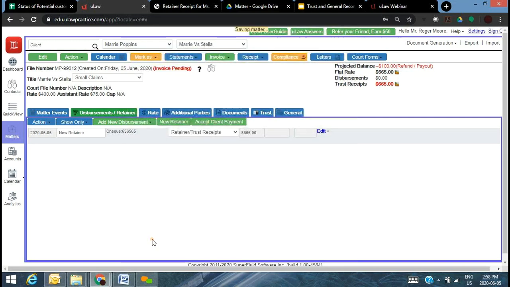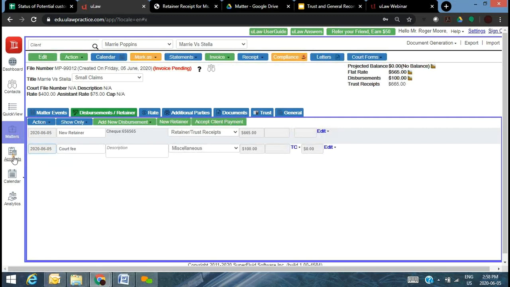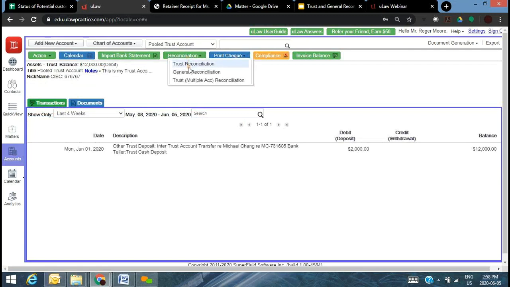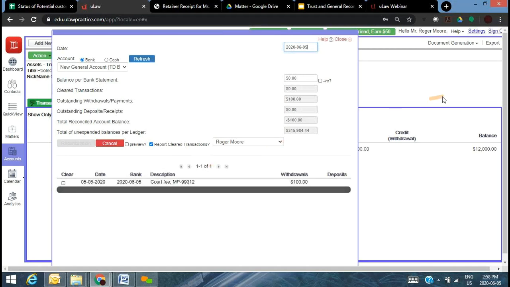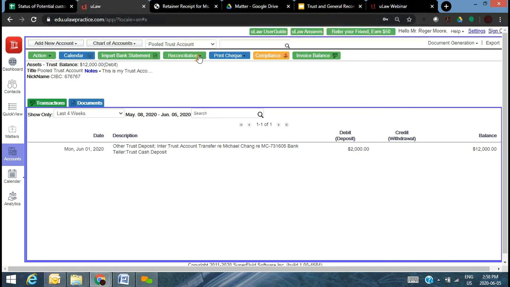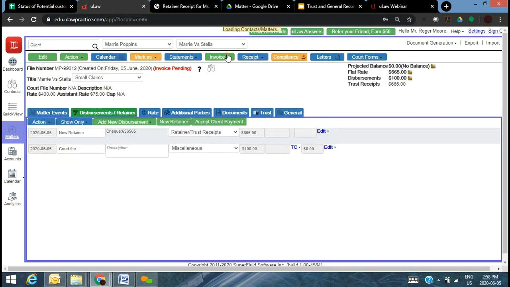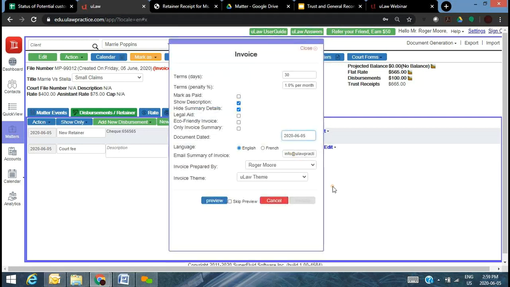Okay? Does this reflect in the general reconciliation and trust reconciliation? The answer is no. Right? Still has not reflected in these accounts. Except for the court fee, which was a disbursement. Now let me go ahead and generate that invoice. I'm going to go ahead and say invoice. For purposes of time, I'm going to skip the pre-bill. I'm just going to say complete.